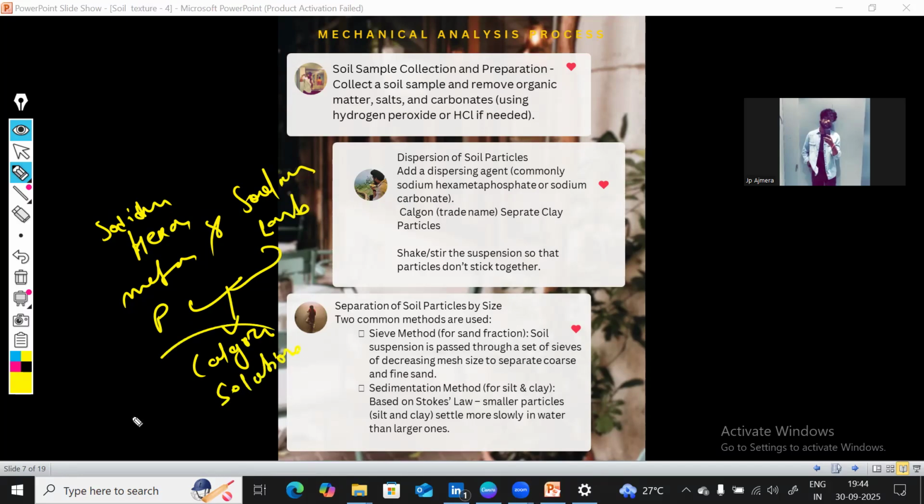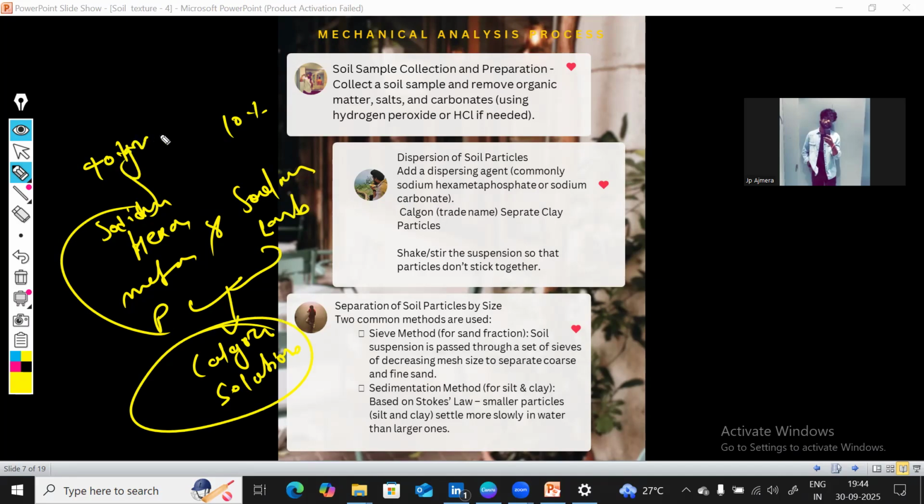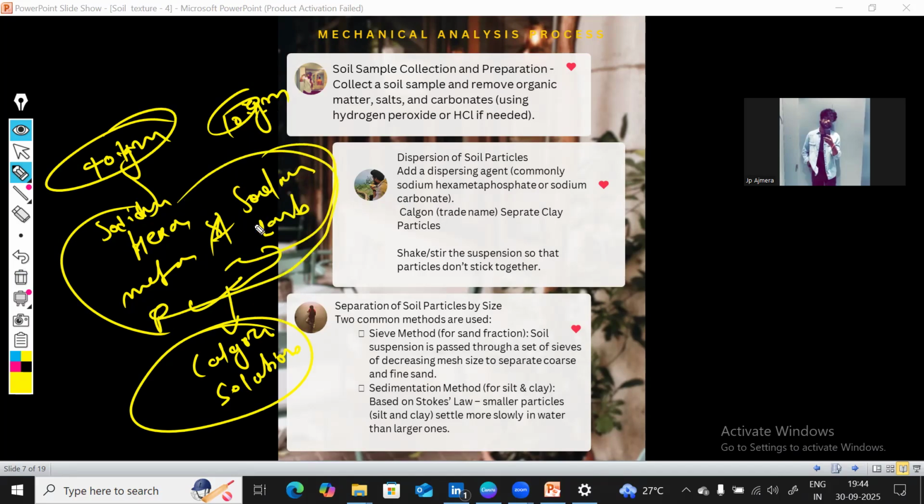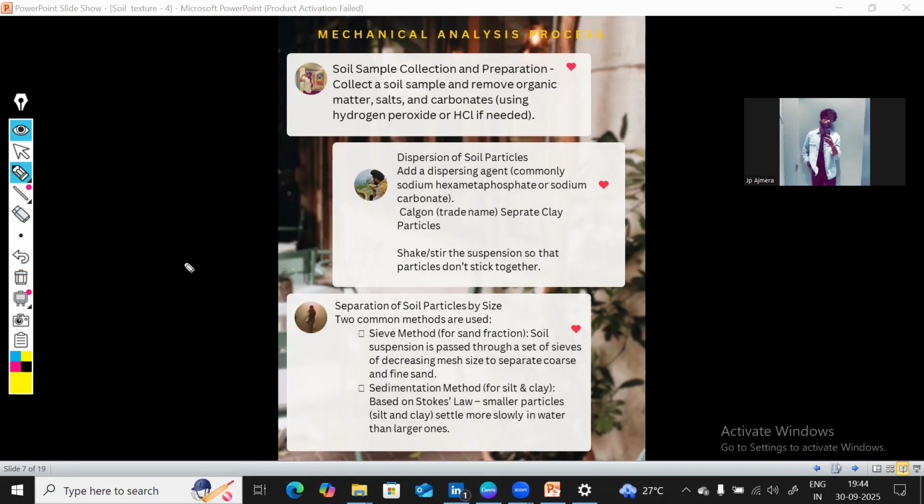What we call this solution is known as Calgon solution. What is the percentage amount? 40%, 10%, 10 grams. Sorry, what is the percentage? What is Calgon solution? Both of them together are used for the dispersion of soil particles in the soil. So that works as the dispersion agent, and that is known as Calgon solution.